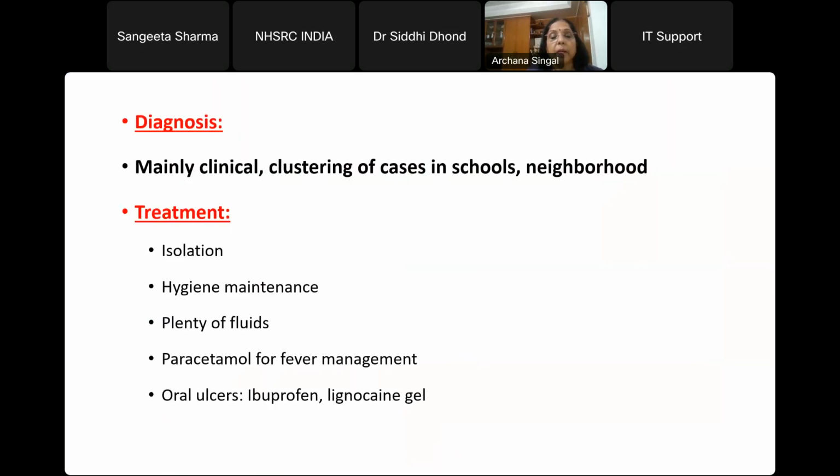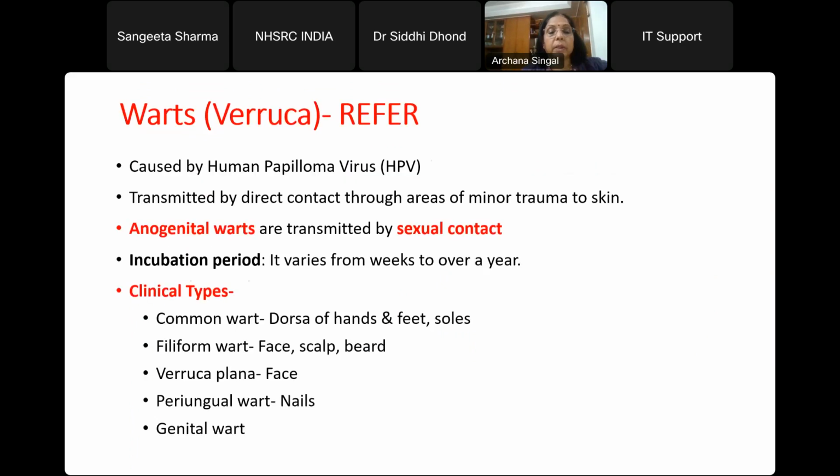Next. So how do you diagnose? It's mainly clinical, and you see clustering of cases in school and neighborhood. When we have HFMD, we usually see 3 to 5 patients in one OPD. So isolation. It's a self-resolving disease. No specific treatment is required. Acyclovir doesn't work. Just paracetamol and fluids. Next.